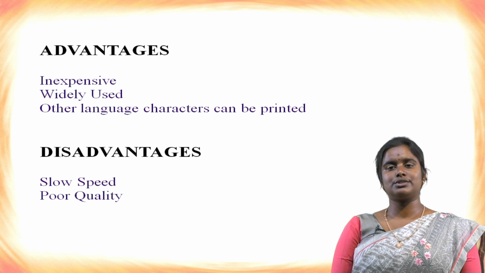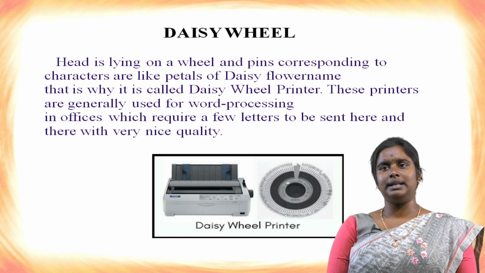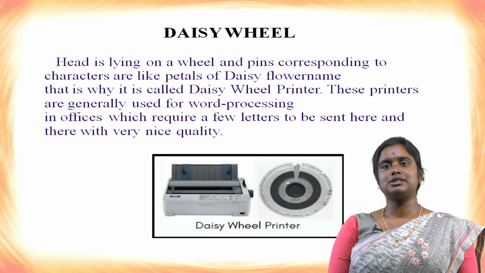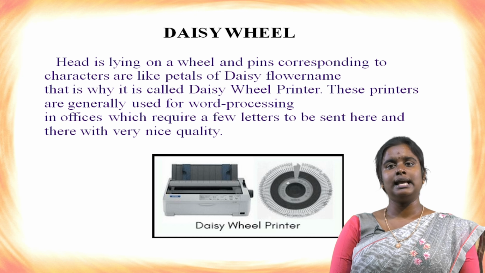The disadvantages of dot matrix printers are slow speed and poor quality. Daisy wheel printer: the print head lies on a wheel, and the pins corresponding to characters are like the petals of a daisy flower. That is why it is called a daisy wheel printer. These printers are generally used for word processing in offices, which require a few letters to be sent here and there with very nice quality.